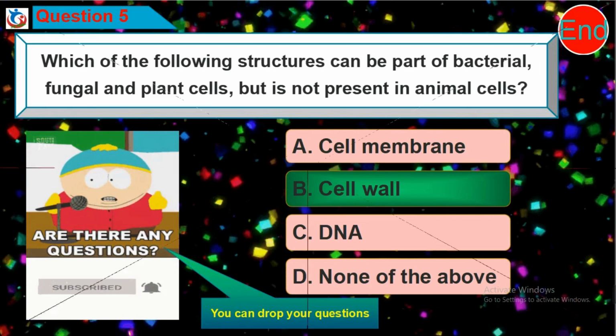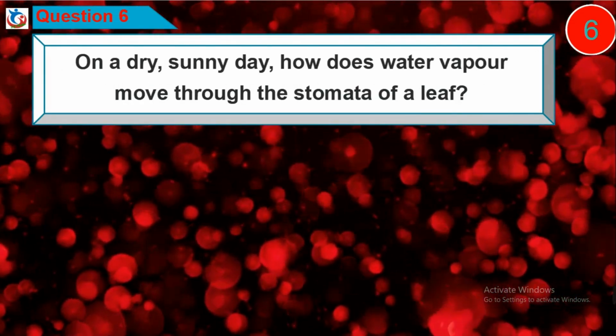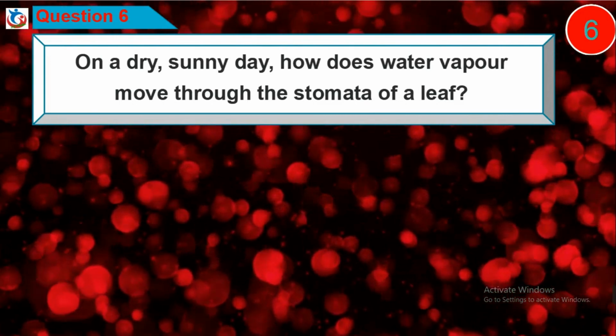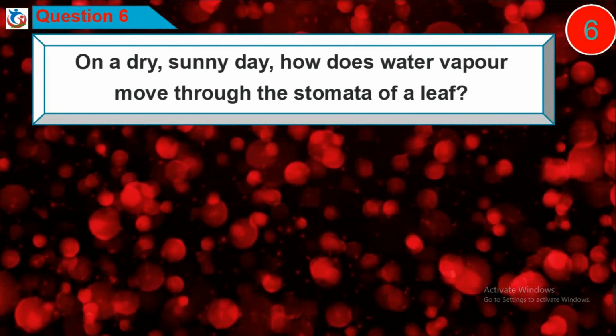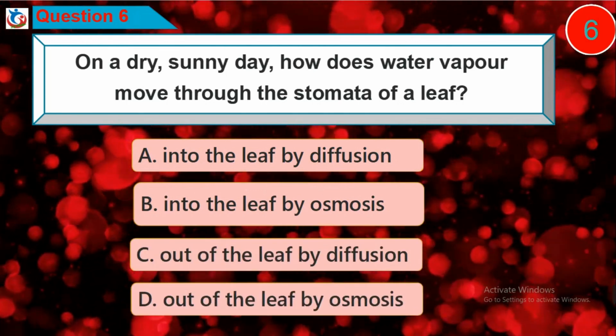Question 6. On a dry sunny day, how does water vapor move through the stomata of a leaf? Is it option A, B, C, or D?